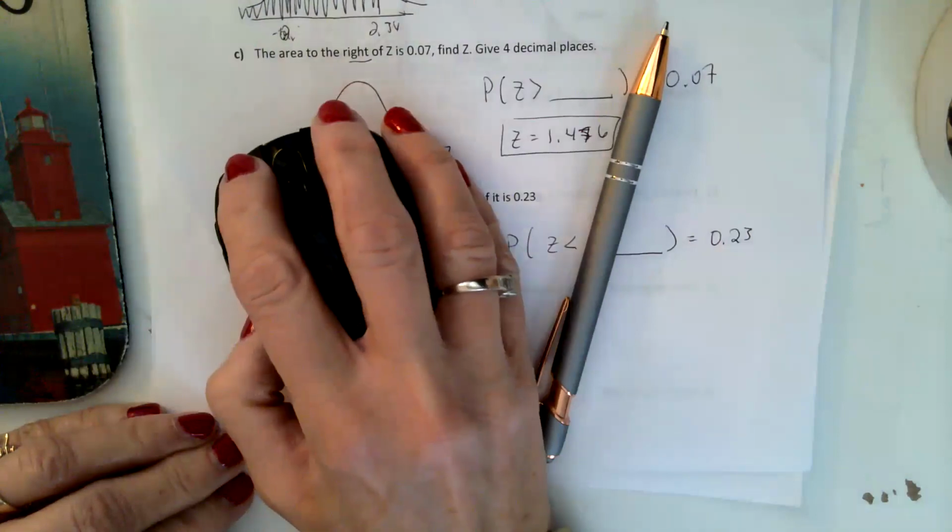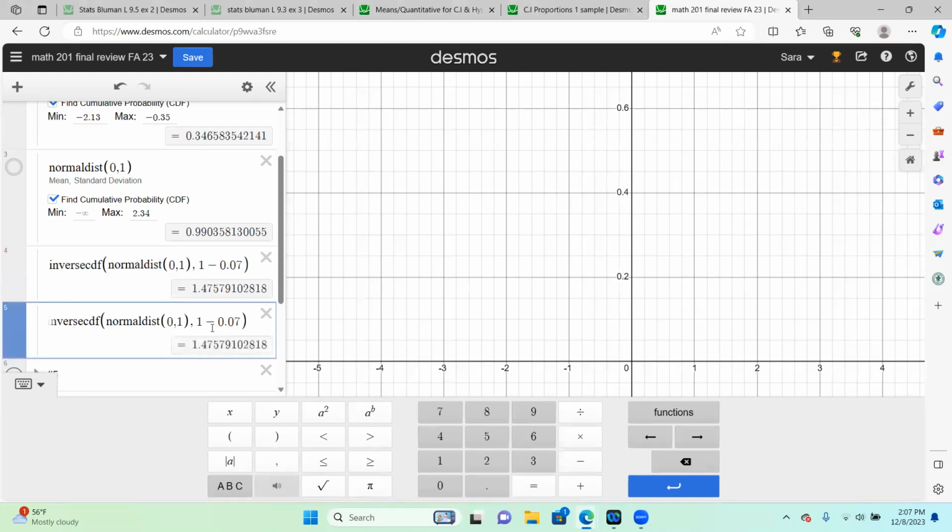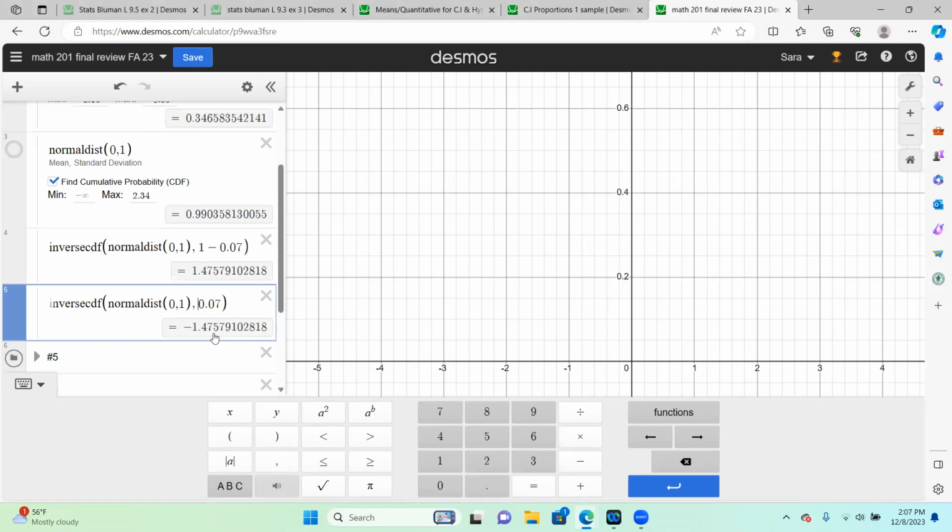And I can copy my work that we did before, but this time we don't need the 1. We can just put 0.23. And so that Z-score is a negative Z-score, and it is a negative 0.7388.